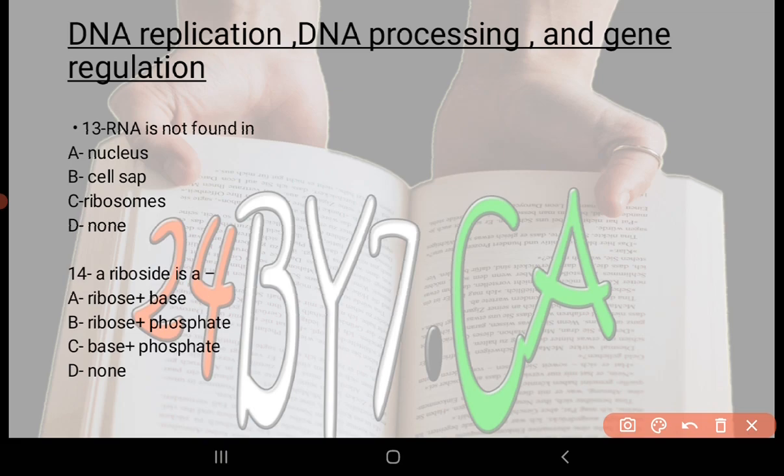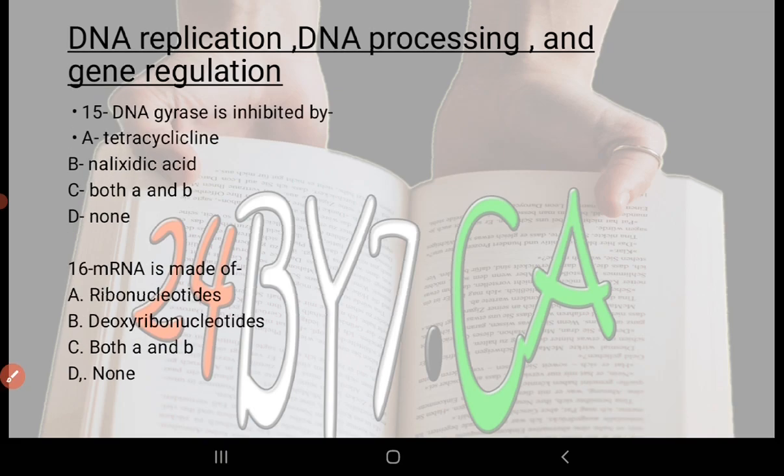Okay. Next question. DNA gyrase is inhibited by option A. tetracycline, option B. nalidixic acid, option C. both A and B, or option D. none. So here the right answer will be option B, nalidixic acid. The DNA gyrase is inhibited by nalidixic acid.